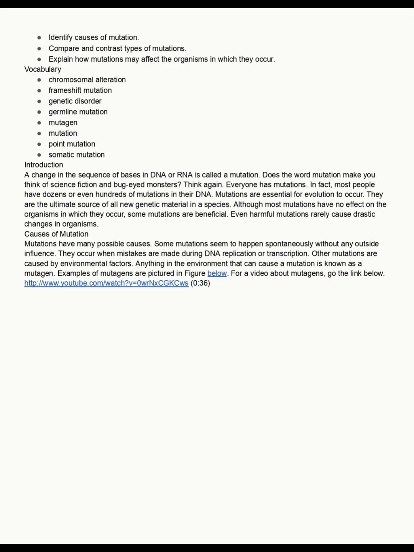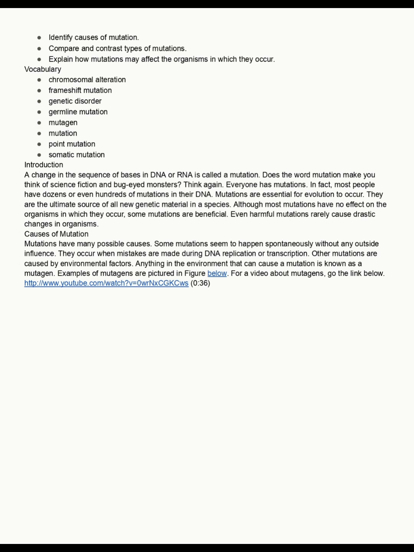7.3 Mutation. Lesson Objectives. Identify causes of mutation. Compare and contrast types of mutations. Explain how mutations may affect the organisms in which they occur. Vocabulary: chromosomal alteration, frameshift mutation, genetic disorder, germline mutation, mutagen, mutation, point mutation, somatic mutation.